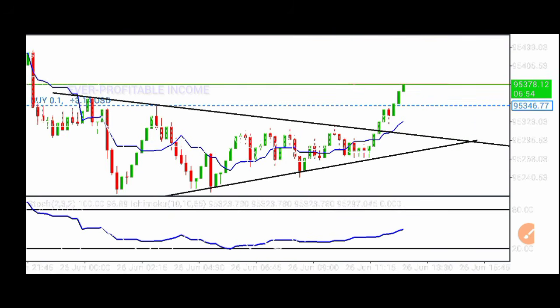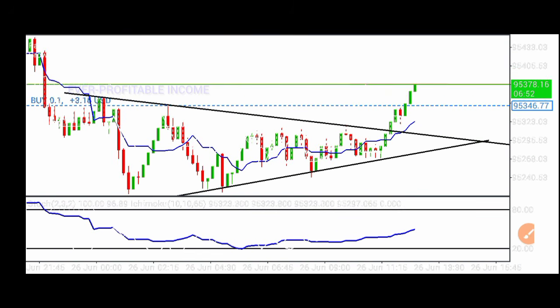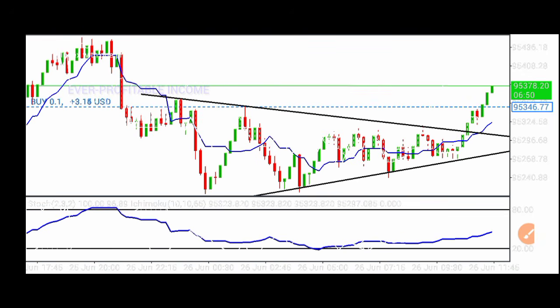So we are back on our chart right now. Can you see that? We're back on our chart. You can see we are still running in profit, guys. We are still running in profit.